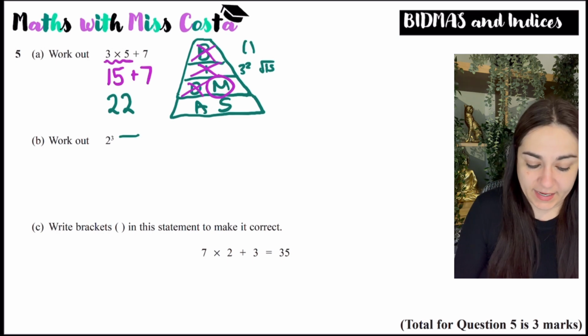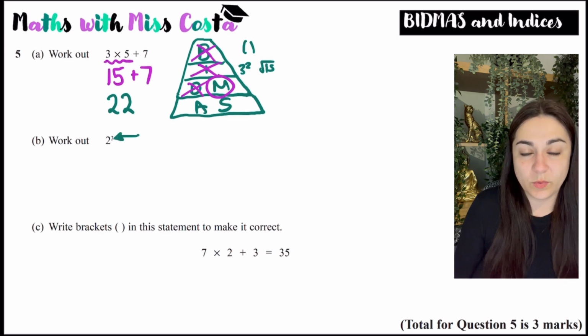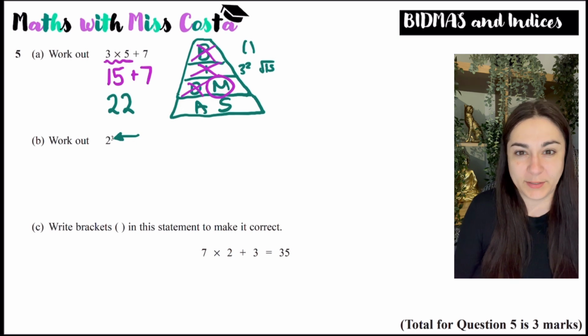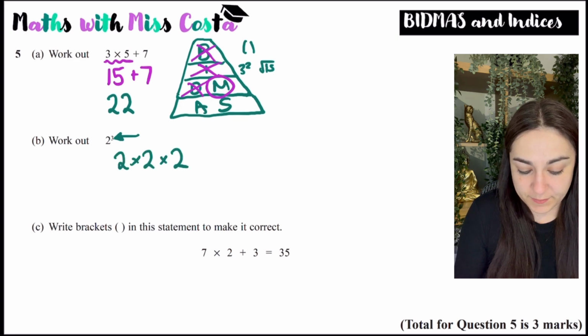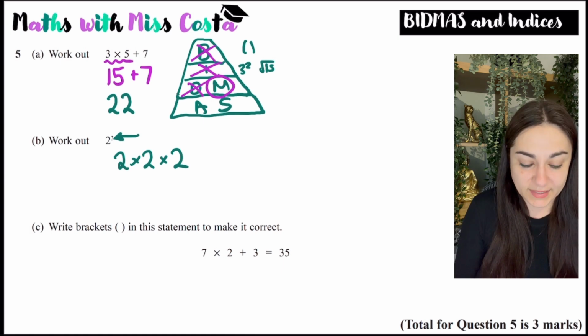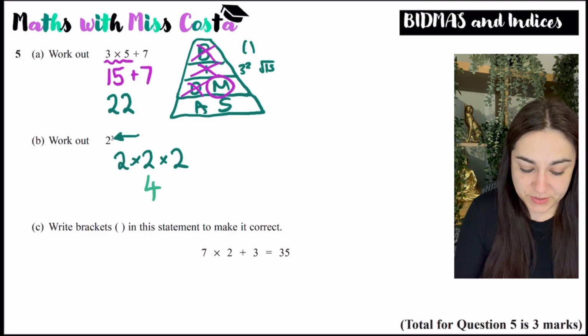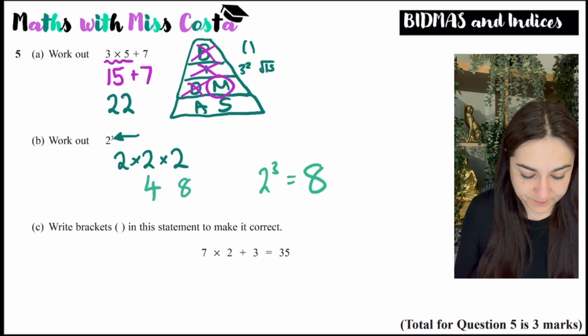Okay, next I need to work out 2 cubed. Now this little number here is called an indice, and all it means is how many times your number is being multiplied by itself. So 2 cubed means 2 times 2 times 2, means 2 is being multiplied by itself 3 times. So I do 2 times 2, which is 4, and 4 times 2 is 8. So 2 cubed is 8.